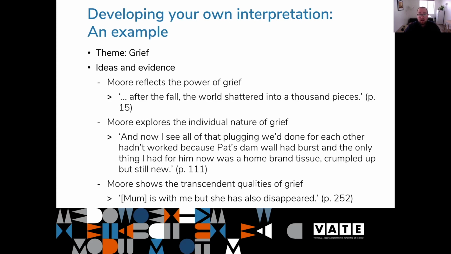Each time that I generate an idea about this theme from the text, I'm going to use Cath Moore's name as a reminder to myself that this is a text that she has constructed in a particular way and that I, as the reader, am interpreting in a particular way. I'm then going to find some evidence for each of these ideas because, again, it's important to be able to substantiate my interpretation. So we start with the theme of grief. And the first idea that I think is evident in this text is that grief is all-consuming. It is incredibly powerful.